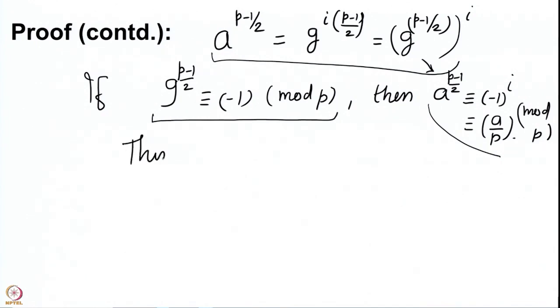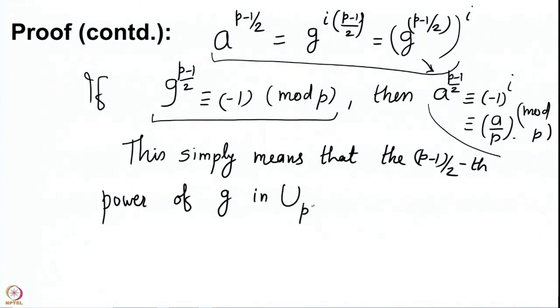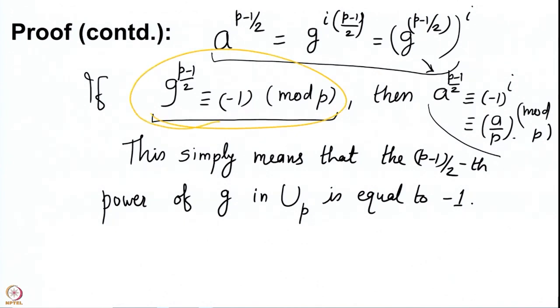So, this simply means that the (p minus 1)/2th power of g inside U_p is equal to minus 1. This is what we want to show when we want to show that modulo p, g to the (p minus 1)/2 is minus 1. So, we are going to take these powers of g in U_p and we want to show that when you raise it to this particular power, you get minus 1.